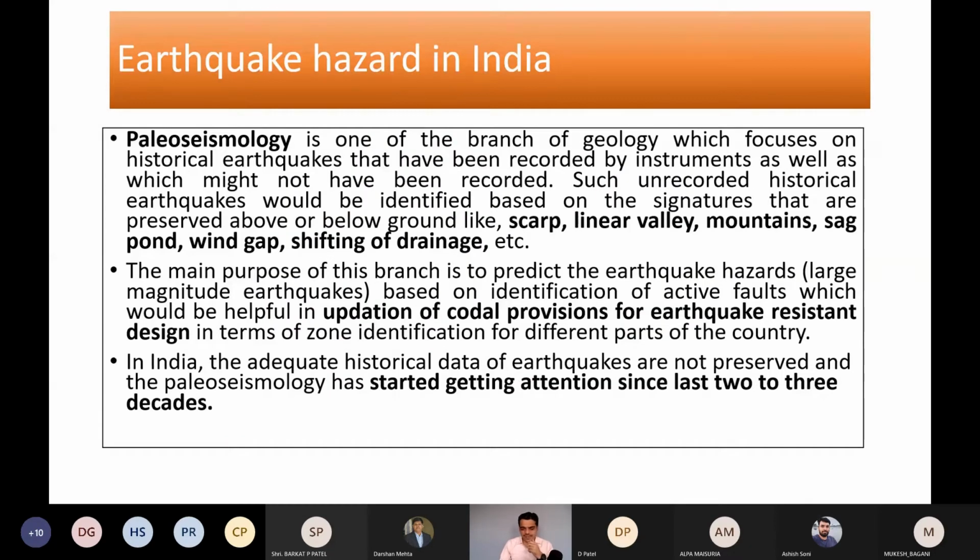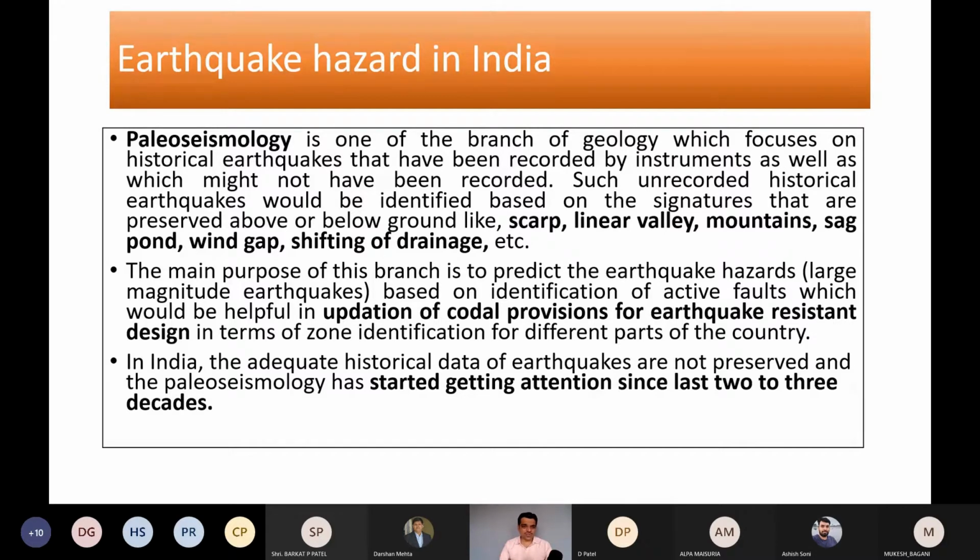Okay, so when we talk about earthquake hazard in India, I think many of you must be aware that paleoseismology is now one of the branches of geology, which focuses on historical earthquakes that were recorded, let's say, by instruments or by other means. So in this branch, we are taking the record of previous earthquakes for the past 10,000 years. And signatures like scarp, linear valley, mountains, sag pond, wind gap, shifting of drainage, etc. are studied. Based on this detailed study, the earthquake hazard is then conceived, and accordingly it becomes part of the codal provisions.